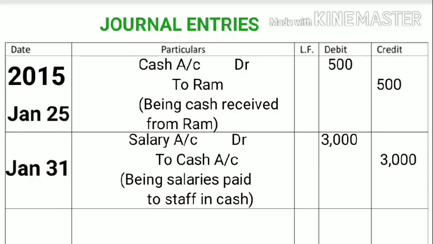January 31st, paid salaries to staff. Here, the cash balance has reduced and expense is incurred. So the entry is salary account debit to cash account.